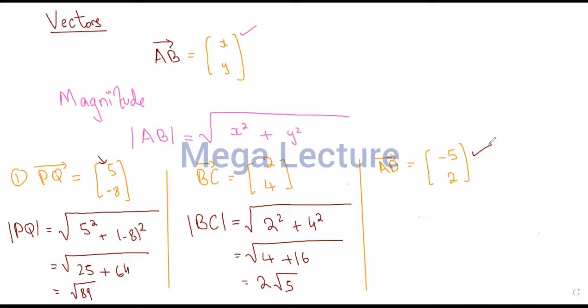Yes, Turhan and Saneem? Very good, excellent. And what about you, Turhan? What would be the magnitude of the vector AD?